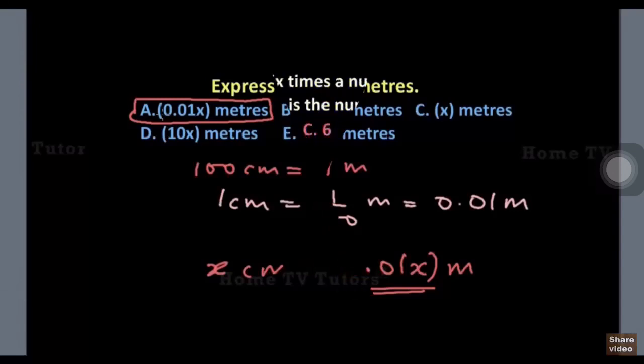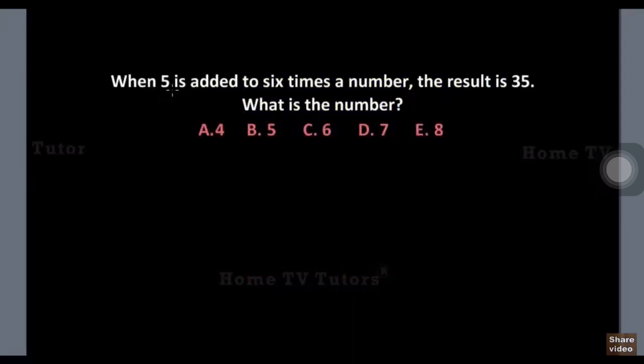Option A, good. The next question, when 5 is added to 6 times a number, the result is 35. What is the number?